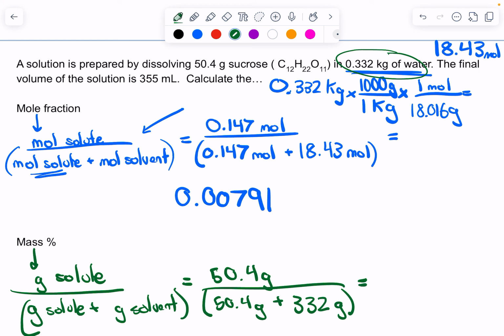Okay. And then that's going to be our, well, wait, hold on. That's going to be our mass fraction. If it asks for a mass fraction, because it asks for a percent, we need to multiply by 100. Okay. So 50.4 divided by 50.4 plus 332. Okay, so our mass percent is 0.132%. Pretty low percentage sugar in that water.